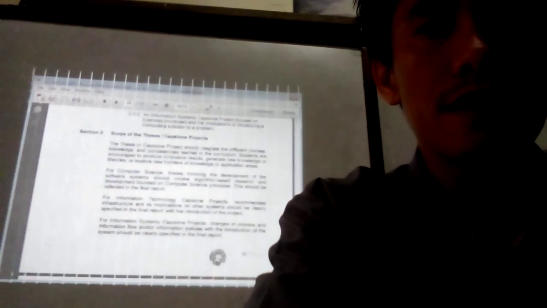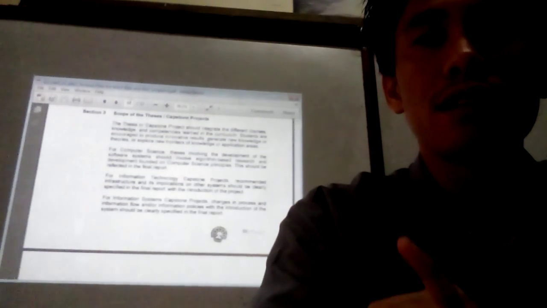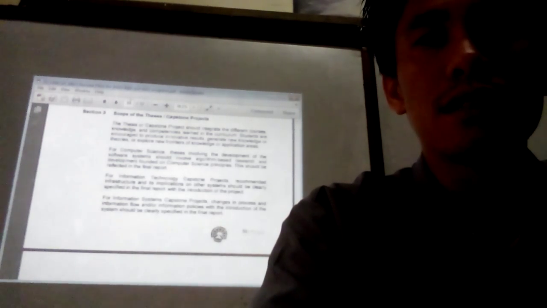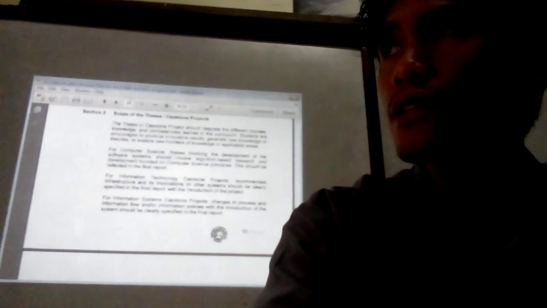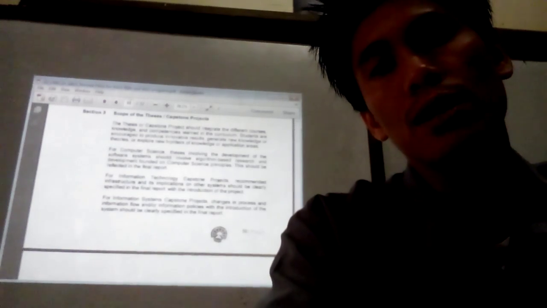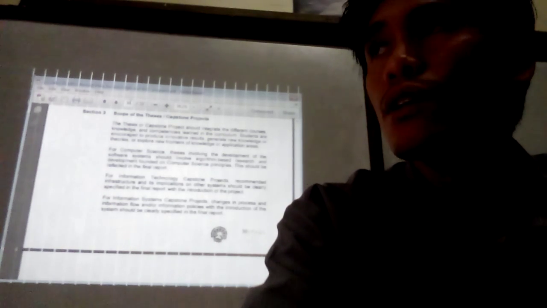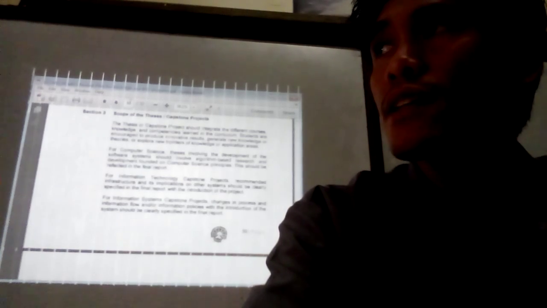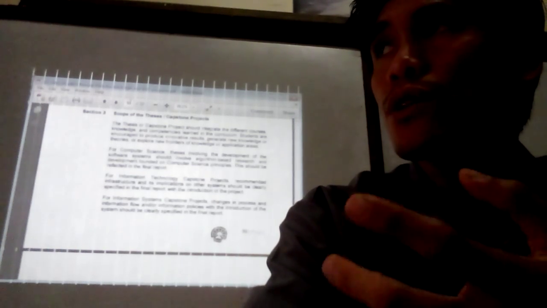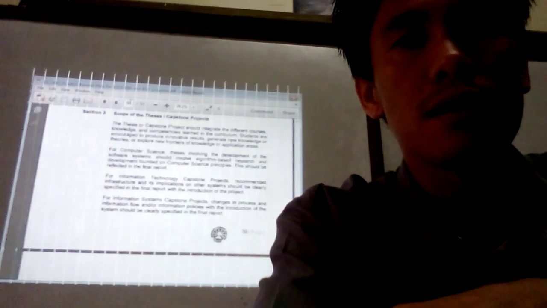Okay. The scope of the thesis. The thesis should integrate different courses, including programming. Basically, the most basic requirement of usually software development and computer science in general is programming. It's the basic skill, and competencies learned in the curriculum. So if we learned software engineering, system analysis and design, ethics, programming 1, programming 2, web, database, networking, we are all using these things in the thesis.